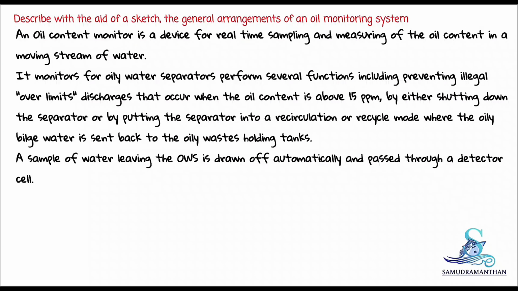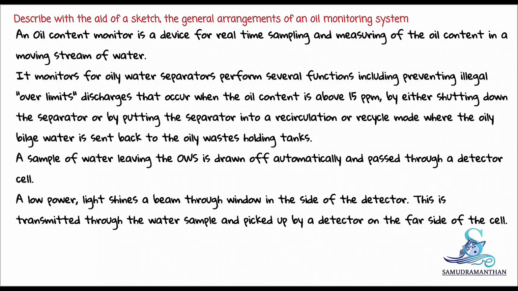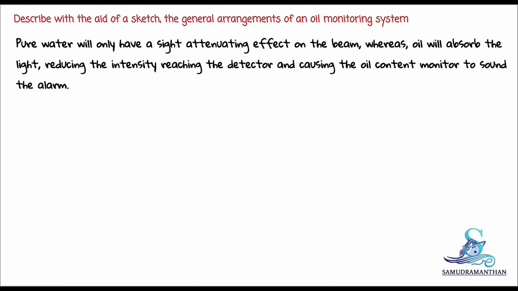A sample of water leaving the OWS is drawn off automatically and passed through a detector cell. A low power light shines a beam through a window in the side of the detector. This is transmitted through the water sample and picked up by a detector on the far side of the cell. Pure water will only have a slight attenuating effect on the beam, whereas oil will absorb the light, reducing the intensity reaching the detector and causing the oil content monitor to sound the alarm.